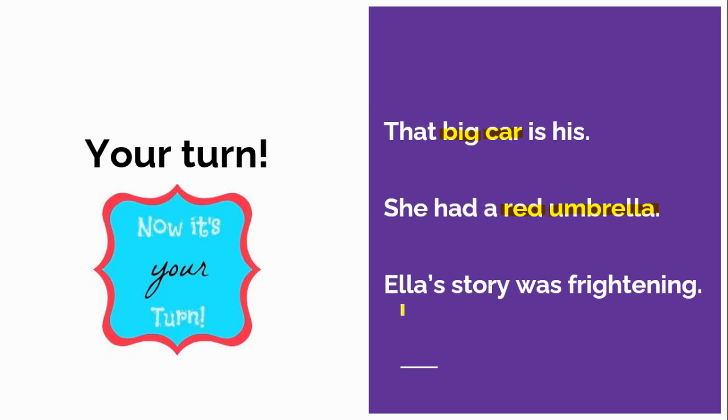Finally, we have Ella's story was frightening. Story is our noun in the noun phrase, and frightening is our adjective describing what type of story it was or how the story was. In between the noun and the adjective is a verb, was, making the adjective following a verb, telling us that this is a predicative adjective.